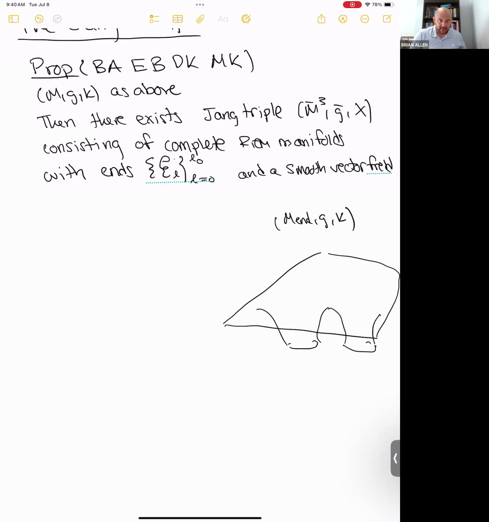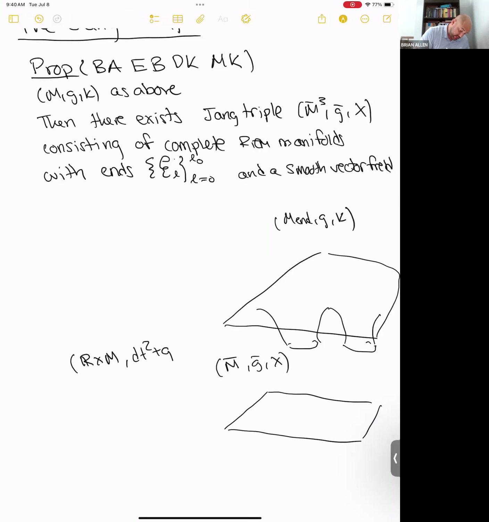And then it's a standard thing to do to take that and represent it as a graph, which is what we're going to call this Jang triple, which is M bar, G bar, X. And that is going to be a graph inside of the larger space, which is going to be like in R cross M, so this is going to be a graph sitting inside of this larger space, so that when you look at the apparent horizons, now they're going to become these asymptotically cylindrical ends.